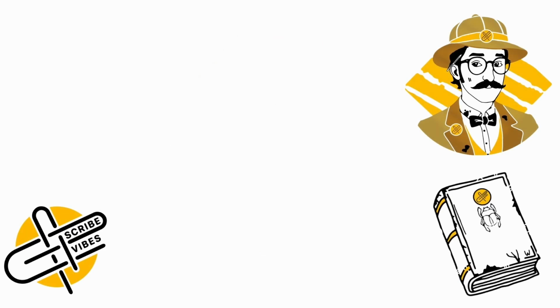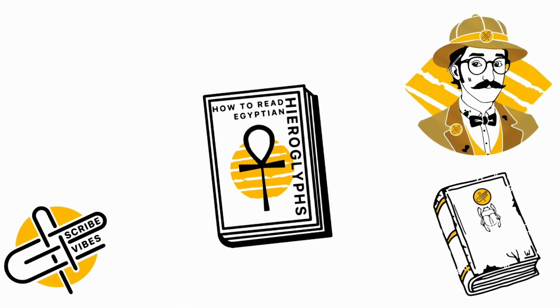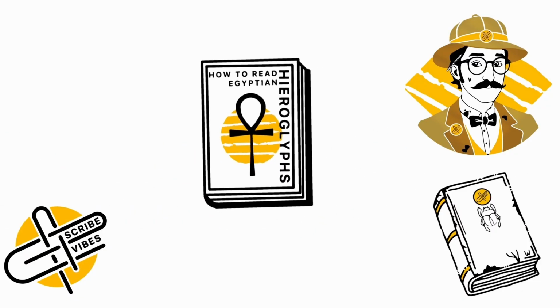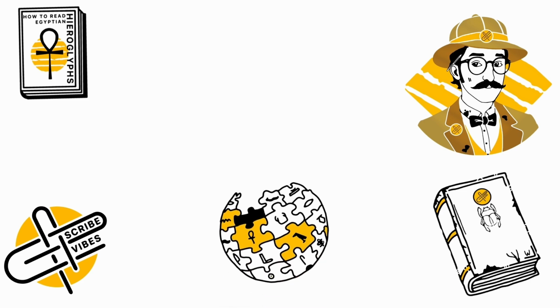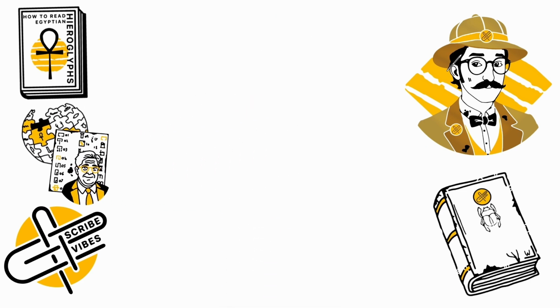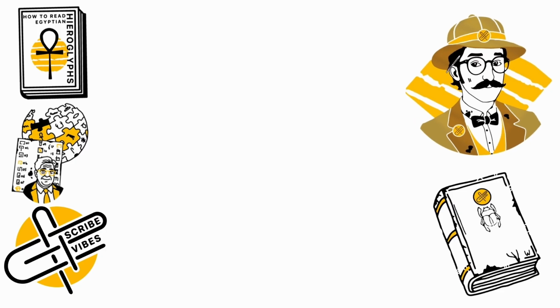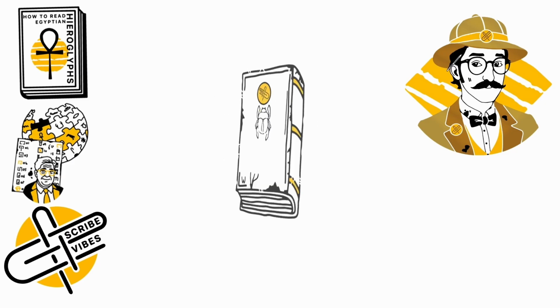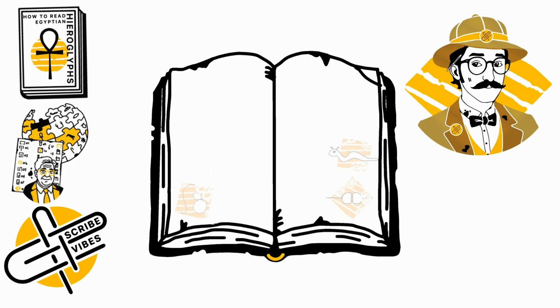My main guide on this journey is How to Read Egyptian Hieroglyphs by Bill Manley and Mark Collier. But to help piece things together, I'm also pulling from a host of online resources, from Wikipedia all the way to digital scans of Gardner's Egyptian grammar. I'm no expert, just an enthusiastic explorer figuring it all out one page at a time. Talking of pages, it's time to open up the notebook and get started.